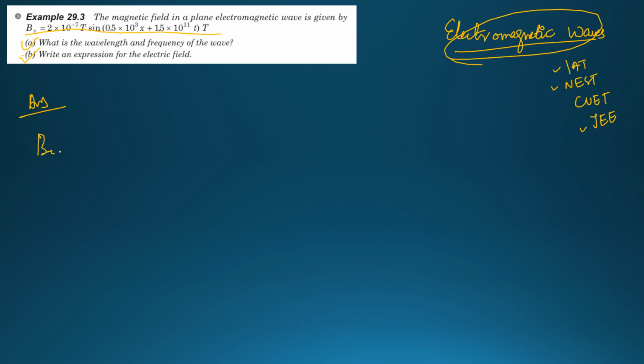That is your By is equal to 2 into 10⁻⁷ sine of (0.5 into 10³ x plus 1.5 into 10¹¹ t). All right, so this is your magnetic field, and what is asked in the question? What is the wavelength and frequency? So what is the formula for wavelength and frequency?